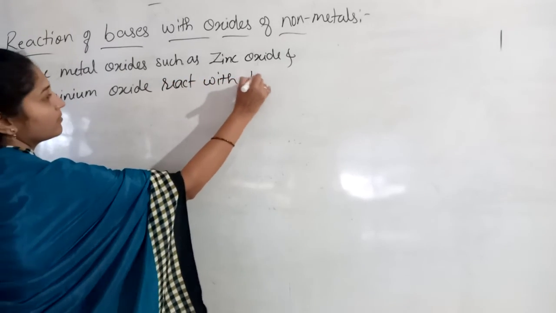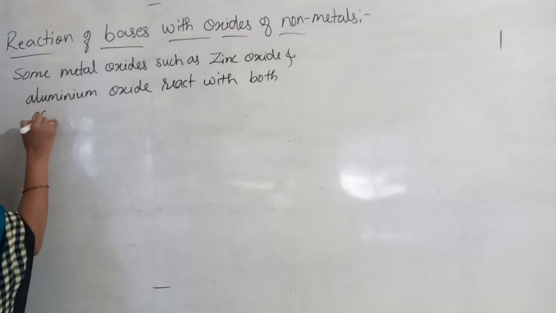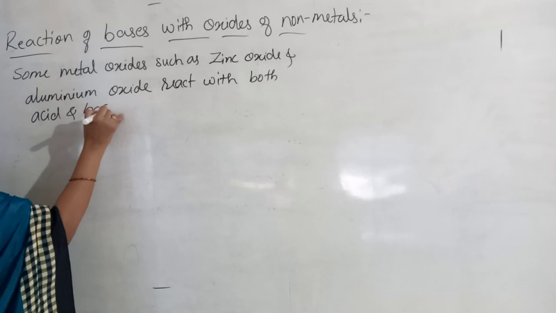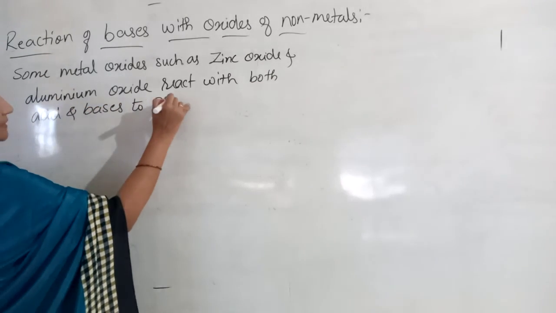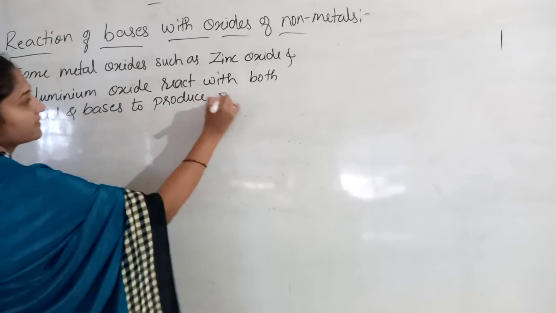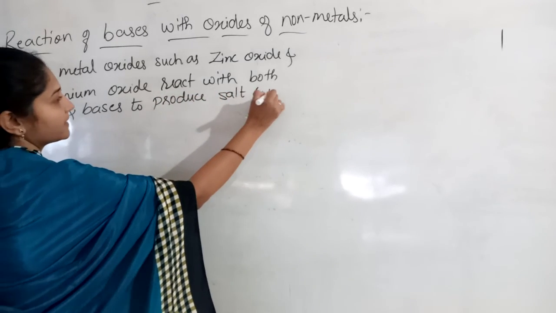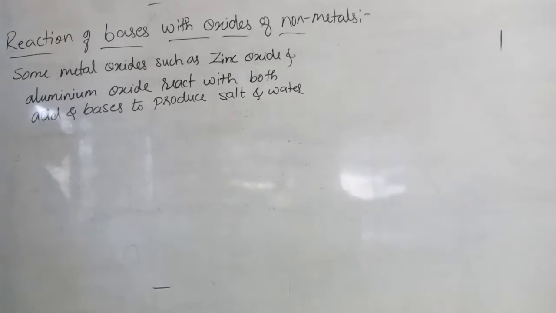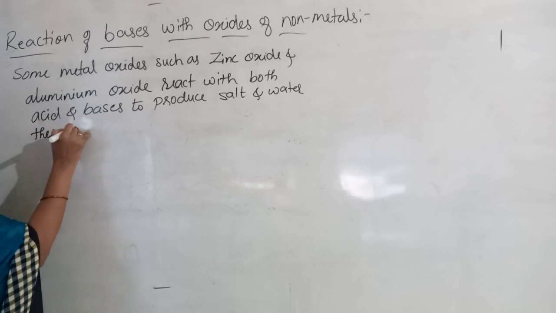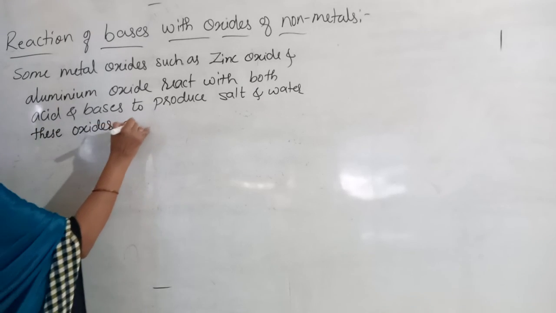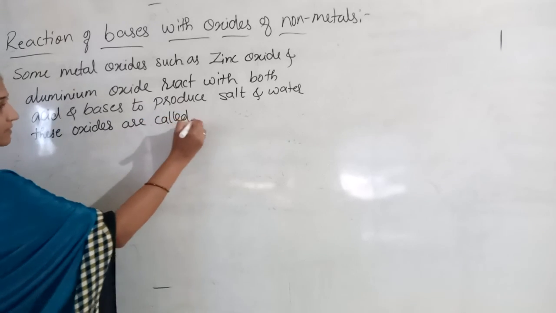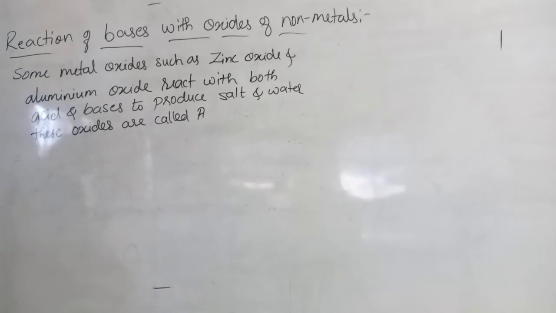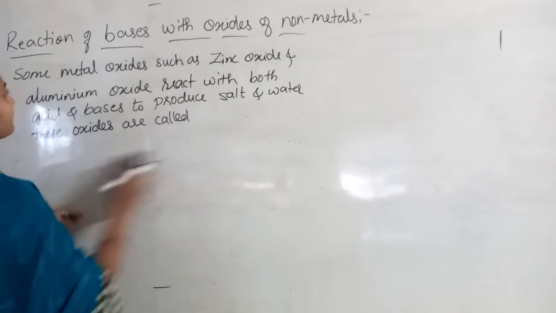They react with both acid and bases to produce salt and water. These oxides are called amphoteric oxides. Make the A a capital letter here. Amphoteric oxides.